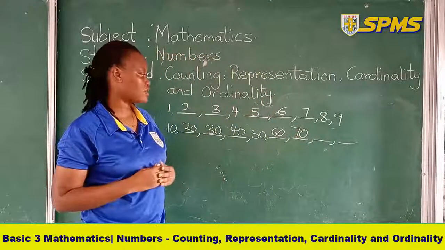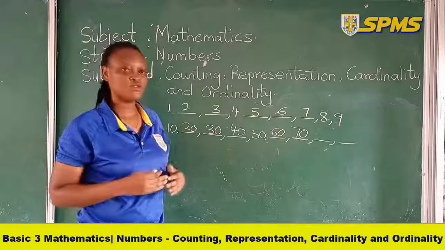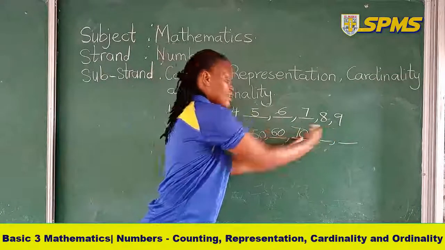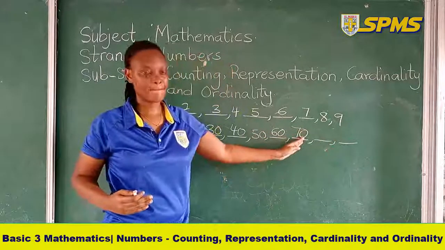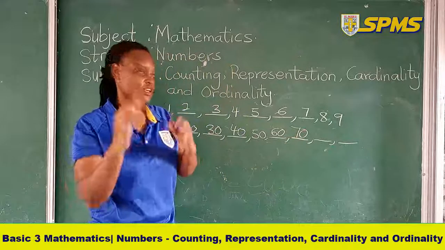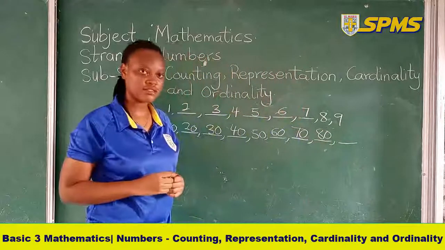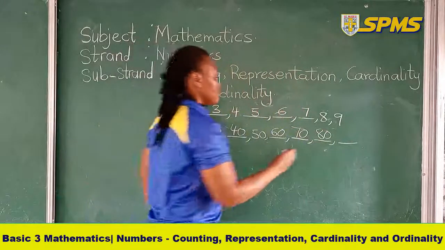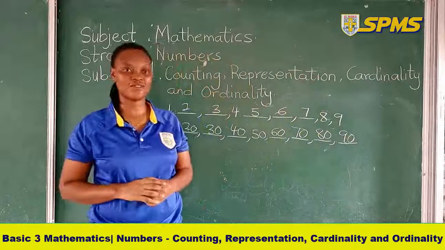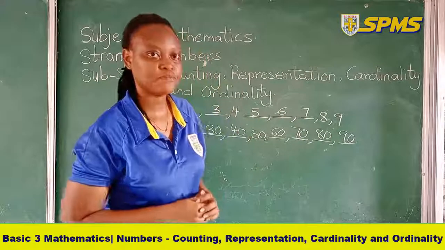We are skip counting in tens. So we are adding 10 to the previous number, which is what? 70, to get the next number. So 70 plus 10 will give us what? 80. And then the next one, 90. Very good. Clap for yourselves. You've done very, very well.